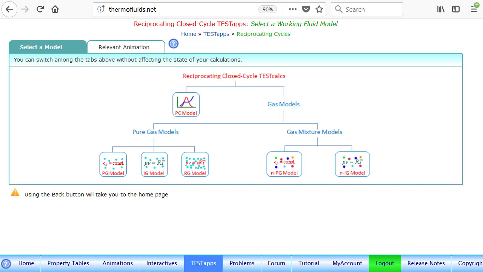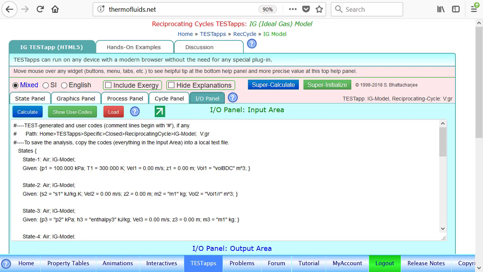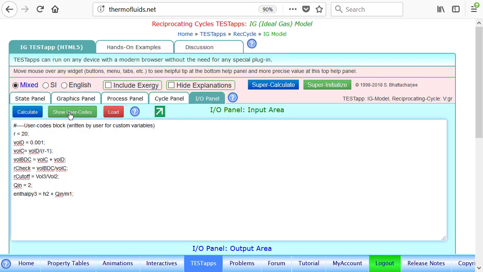I've already solved the problem for the sake of time, and I'll just walk you through my solution here. First let me show you the variables I have declared in the I/O panel. The compression ratio is the obvious one. It's given to us as 20. And then the displacement volume, in cubic meters instead of liters, is given in liters, and then the clearance volume can be obtained from the definition of compression ratio, and therefore the volume at bottom dead center is found. This is what we are going to use at state 1, and our check should be the same as 20 because it's from the basic definition, just to make sure we didn't make a mistake.